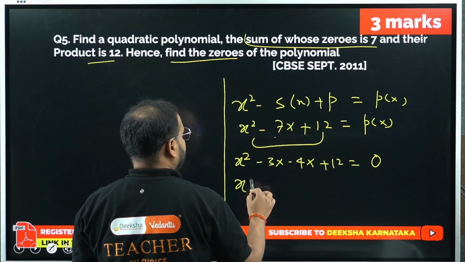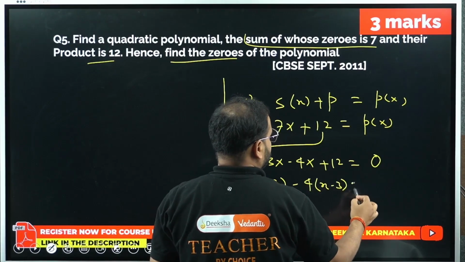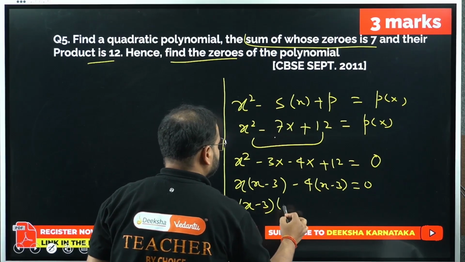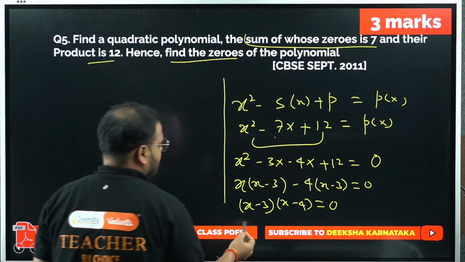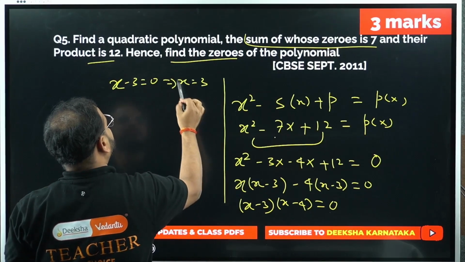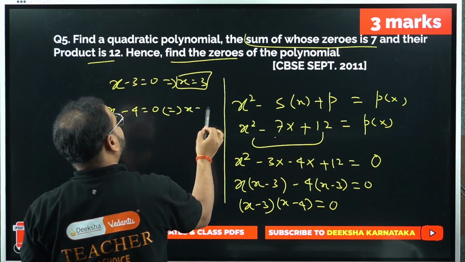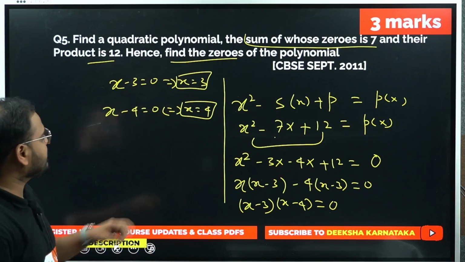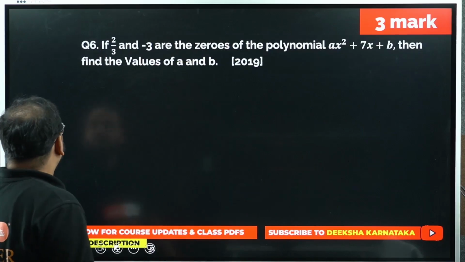Please take the common in the first two terms, and common in the next two terms. Over here in the given two terms I have x minus 3 common. So please take x minus 3 common. What I have left here is x minus 4 equals 0. If I put this, I get one value as x minus 3 equal to 0, means x equals 3. Another one, x minus 4 equal to 0, means x equals 4. Both the answers are known: x equals 3 and x equals 4. Very simple question. Moving on to question number 6.